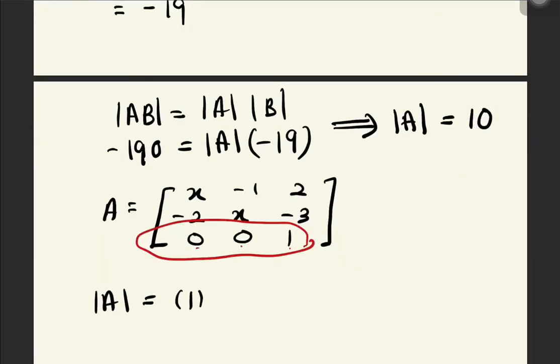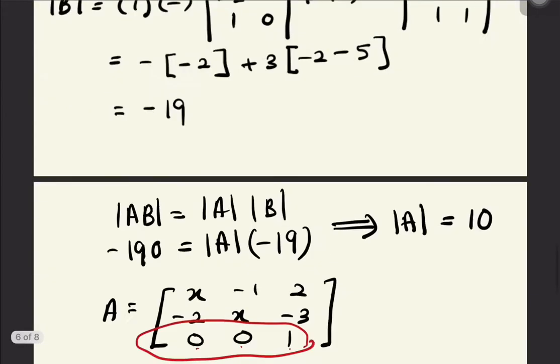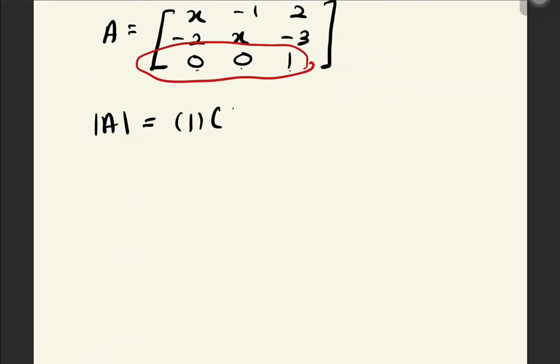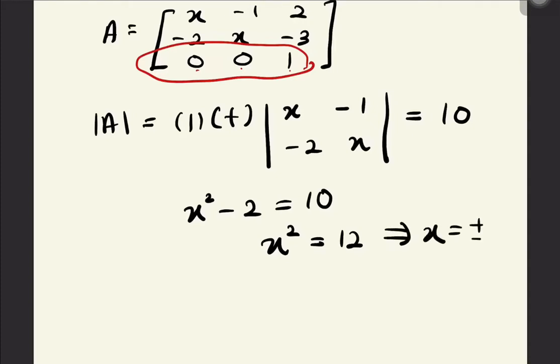Is equal to 1. So the symbol here is plus. So plus, what will you have? Cancel row 3, column 3. So you will have x, -1, -2, x, which is equal to 10. So this one you will have x squared minus 2 is equal to 10. X squared is equal to 12. So therefore your x is equal to plus minus square root of 12.